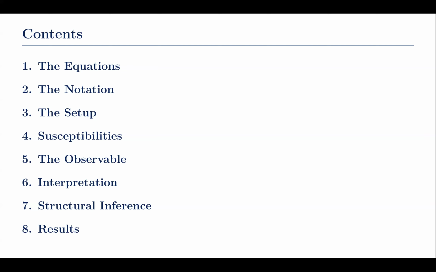Then we're going to get to the setup, where really that's just motivation for why you should care about this, and then what susceptibilities actually are. There's a thing inside the susceptibilities called the observable. You'll figure out what that is, but that's in section 5. That's when we'll know what we're actually using in the experiments.